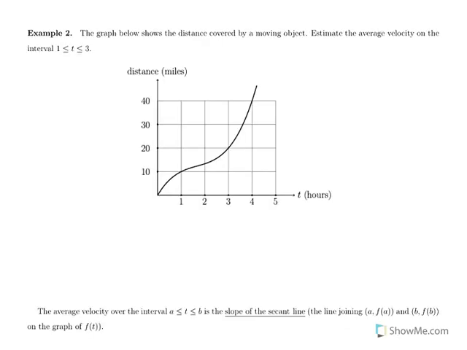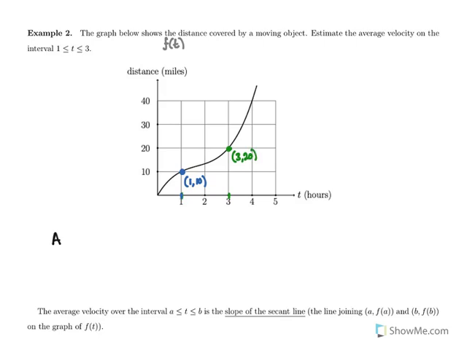So now let's think about this with a graph. The graph below is going to show the distance covered by a moving object. This is going to be our function of t. Plug in different units and we get different distances that we have traveled. The question here says to estimate the average velocity on the interval t equals 1 to t equals 3. So we said that we're going to have 2 points here. The first one, if we look at t equals 1, is the point (1, 10), which is 1, f of 1. And the second point is the point at (3, 20).